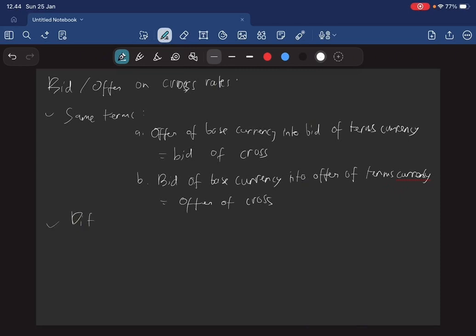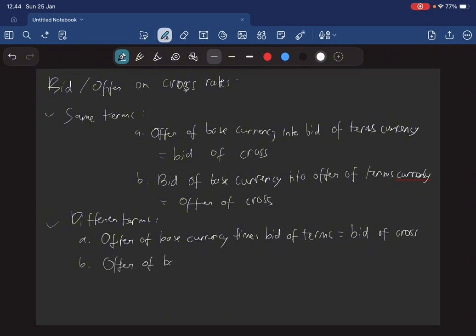Meanwhile, for different terms, bid of base currency times bid of terms equals bid of cross, while offer of base times offer of terms equals offer of cross. Okay.